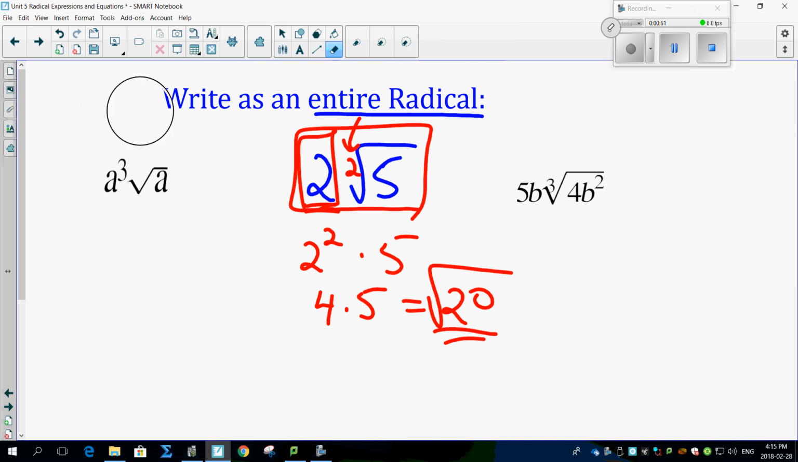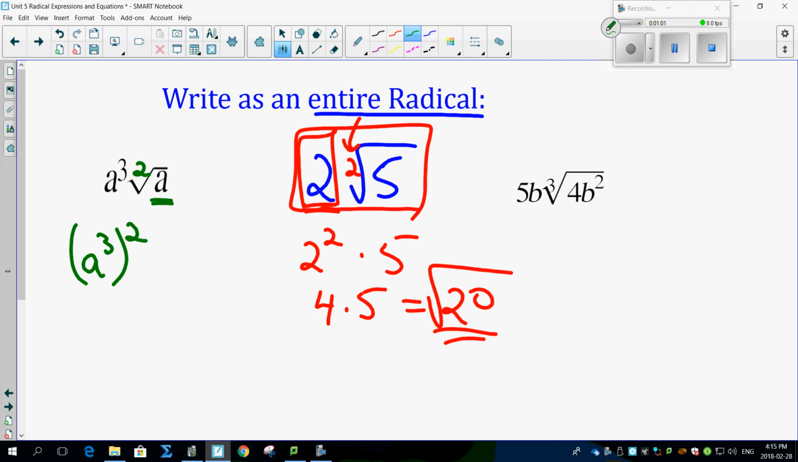Right here. Let me erase this and clean this up a little bit. Remember what the index was. The index was in fact 2. So I want a cubed to the power of 2, and then don't forget this a that was left behind. We'll put it under the radical later. Look, 3 times 2 is 6.